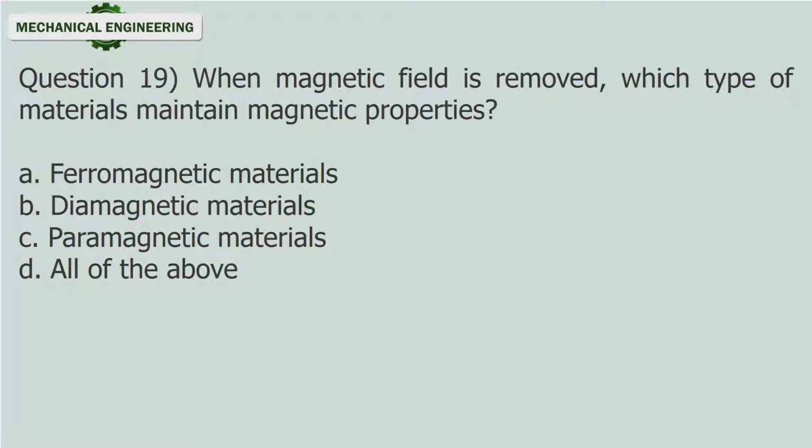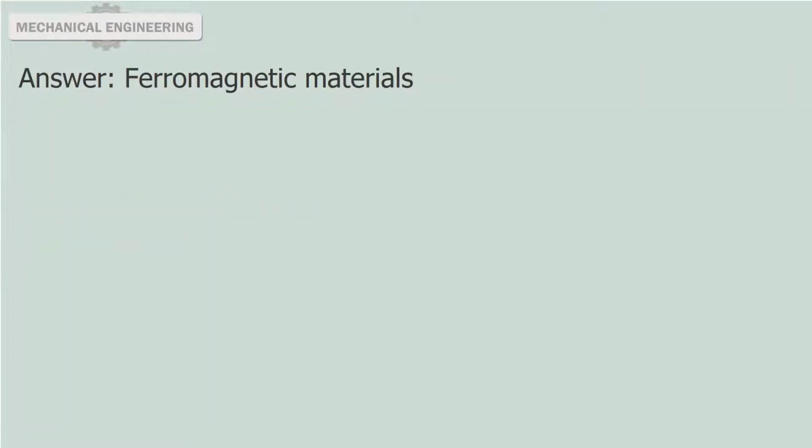Question 19. When magnetic field is removed, which type of materials maintain magnetic properties? A. Ferromagnetic materials. B. Diamagnetic materials. C. Paramagnetic materials. D. All of the above. Answer: Ferromagnetic materials.